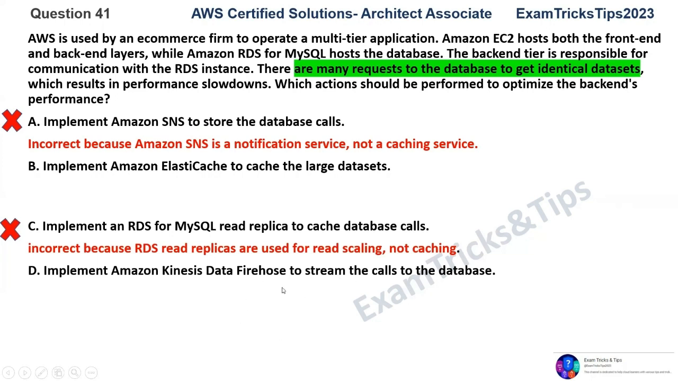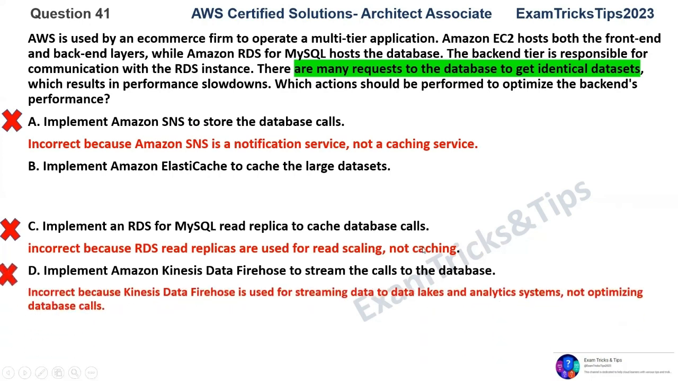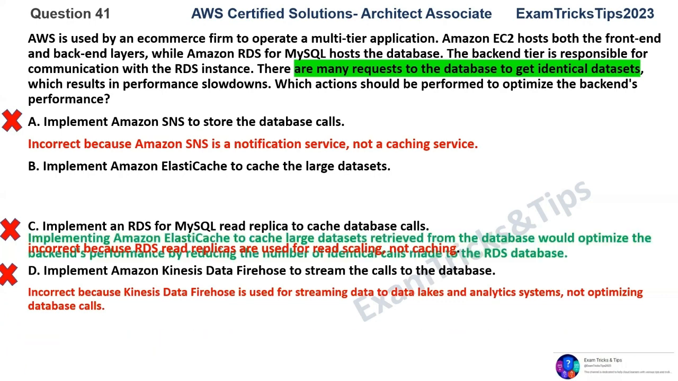Then you can use Kinesis Data Firehose, but not for caching. So that's incorrect. That's wrong as well. And that leaves us with option B, which we have already discussed in the previous slides during the solution overview, that this is the right solution.